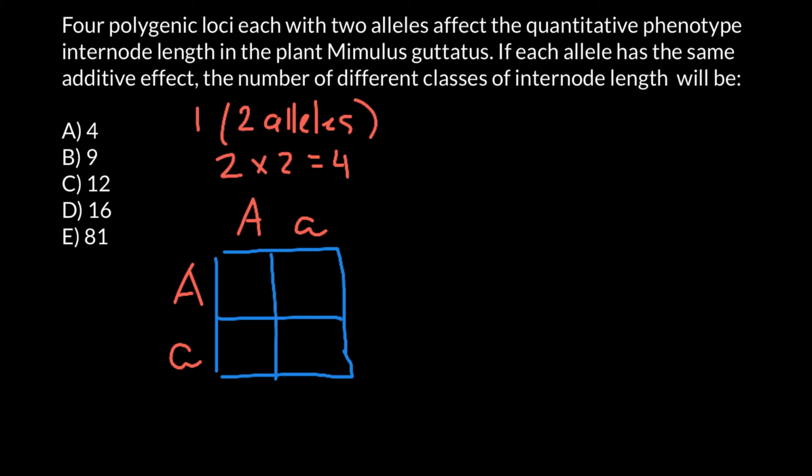And in a quantitative phenotype, genotype equals phenotype. I will explain in a second. So capital A capital A here, capital A small a here, capital A small a here, and small a small a here. Imagine that, for example, the dominant allele would give, say, 2 centimeters to the internode space or distance, and the recessive allele would give 1 centimeter.